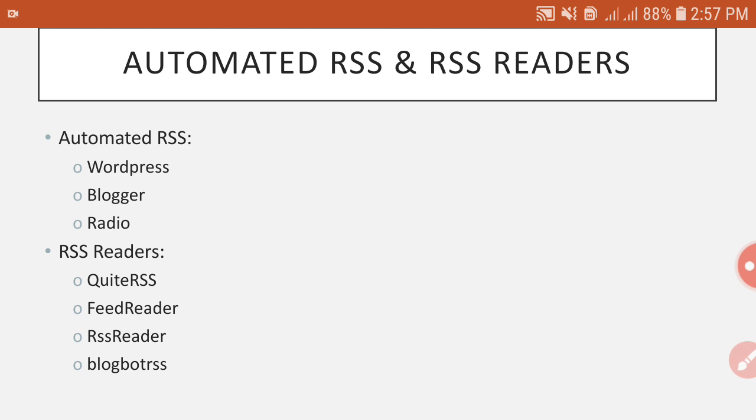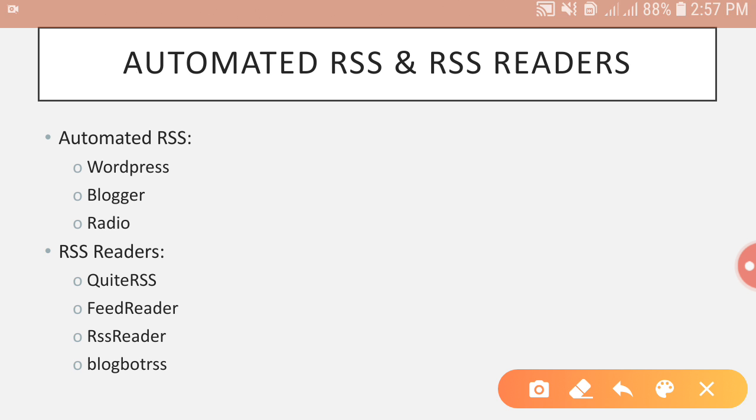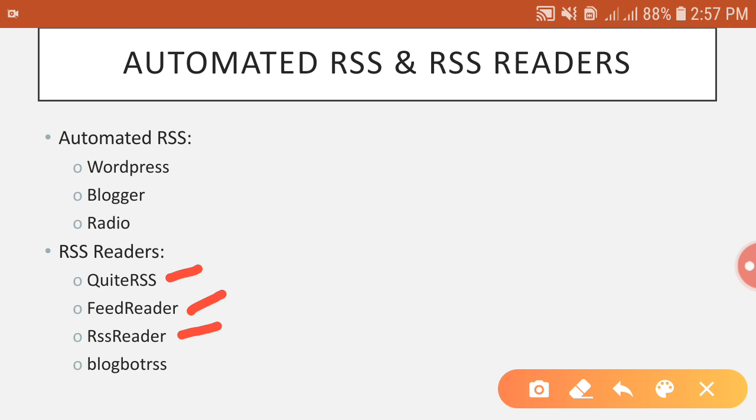These are the examples of RSS readers. Okay. An RSS reader is used to read RSS feeds. RSS readers are available for many different devices and operating systems. There are a lot of different RSS readers. Examples are White RSS, Feed Reader, RSS Reader, Blockbot RSS. Okay, you can use these readers to read RSS feeds.